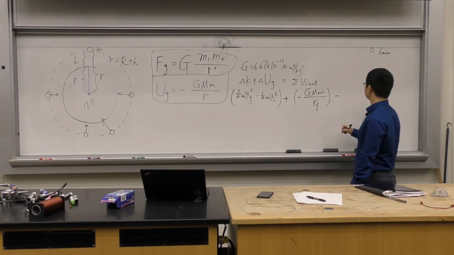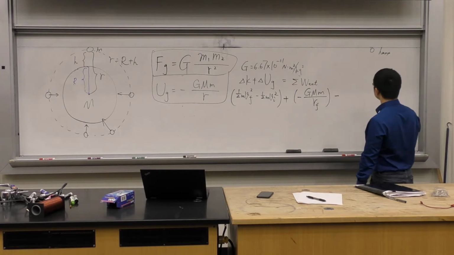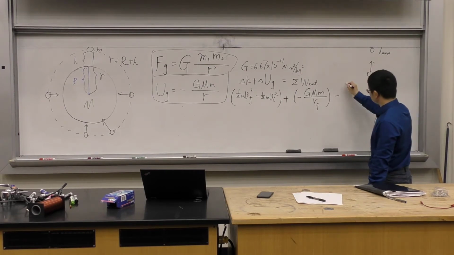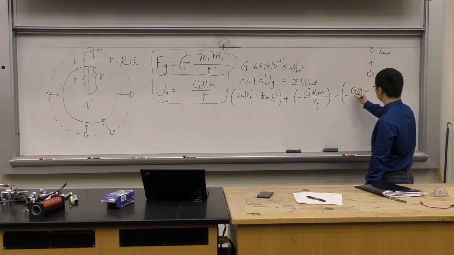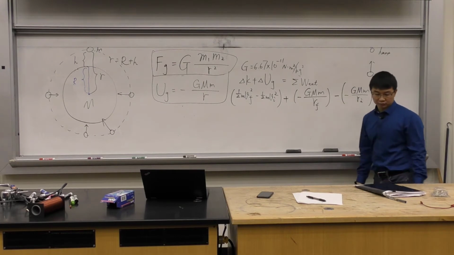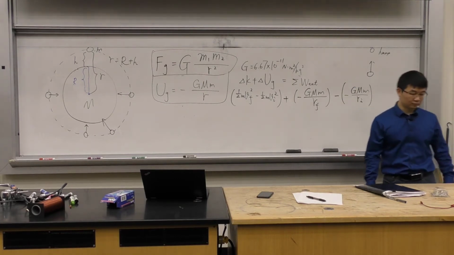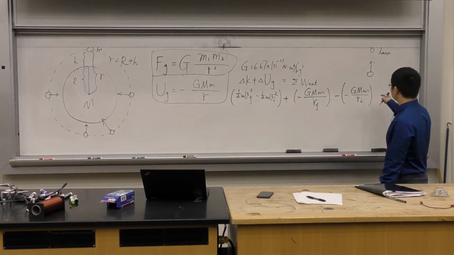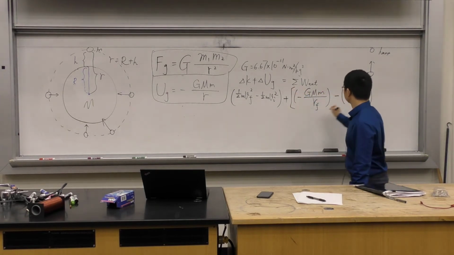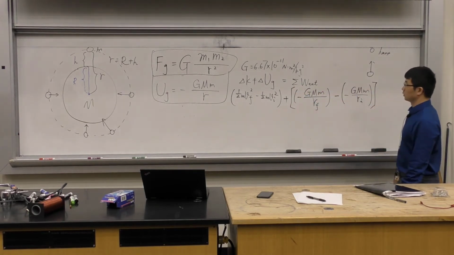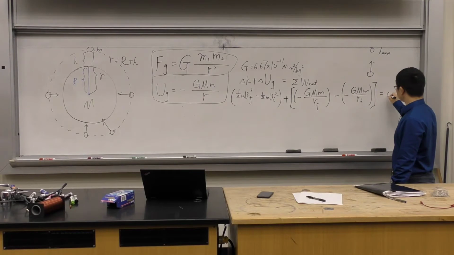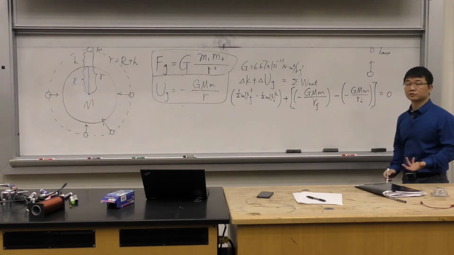Final minus initial, minus, okay? This whole thing is the initial. There's a lot of negative signs here, but I'm just using the definition, right? I'm not making some actual negative sign. This is the change in potential energy equals 0. That's the only difference, right?